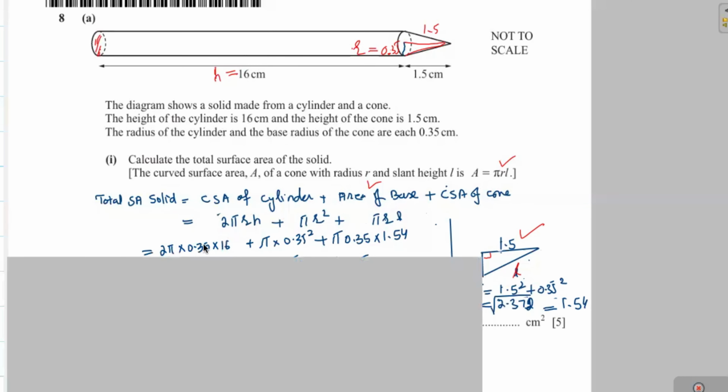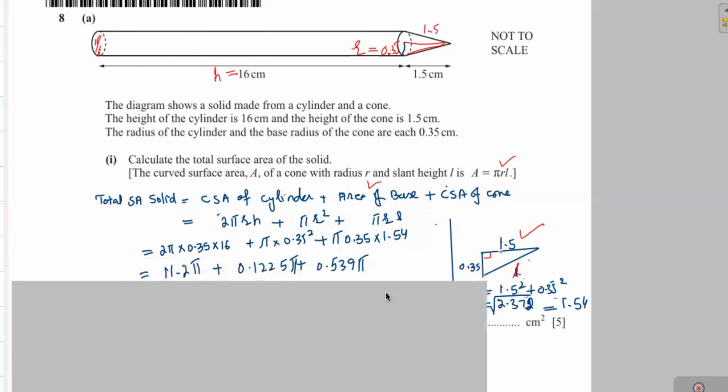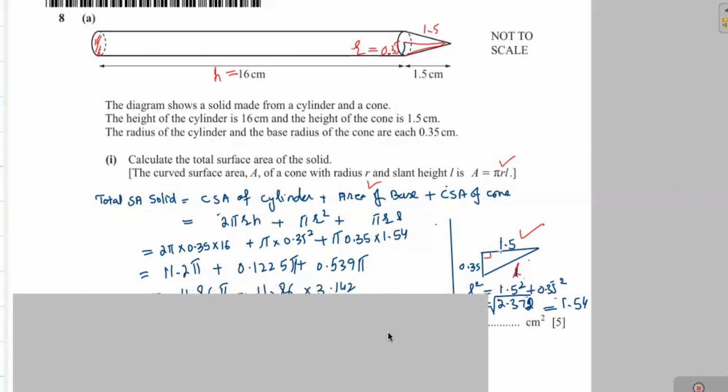Look here, r is 0.35, 2π is written as it is, r is 0.35, height is 16, π is written as it is, r is 0.35 squared, and π is written as it is, and r is 0.35, length is 1.54. Now we simplify this. The first value becomes 11.2π, the second 0.1225π, and next is 0.539π. We will add all these values.